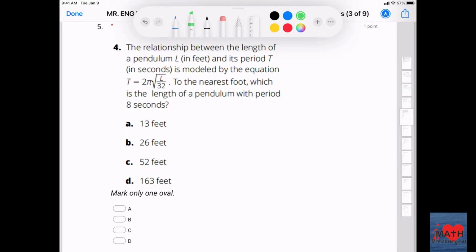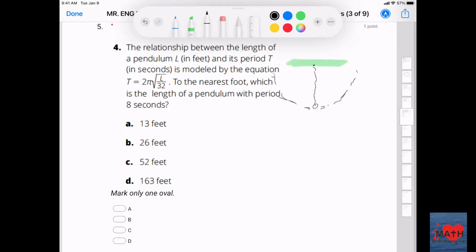Question number 4, the relationship between the length of a pendulum. Remember, a pendulum is, I'm playing this game with my kids, you tie a string to the ceiling, kind of, and on there is a ring. And this ring can kind of go back and forth. And so that's what a pendulum means. It kind of goes back and forth.